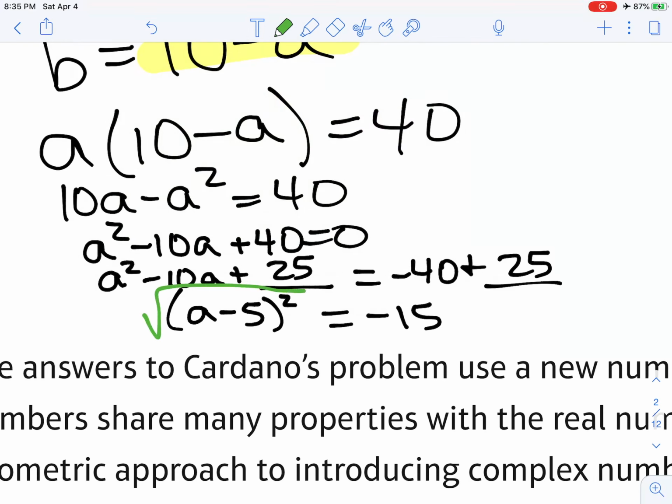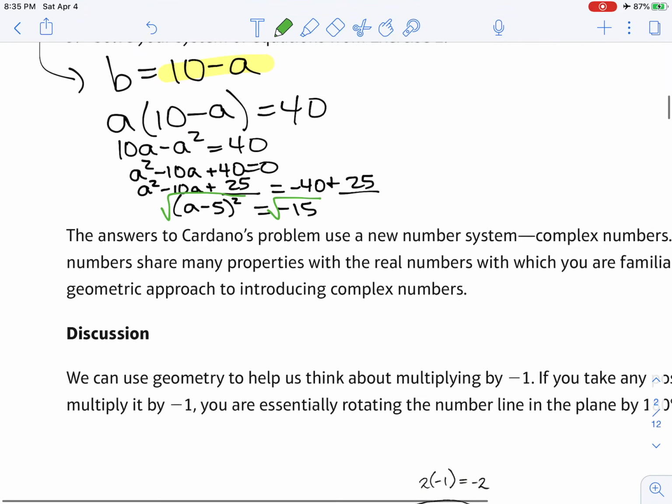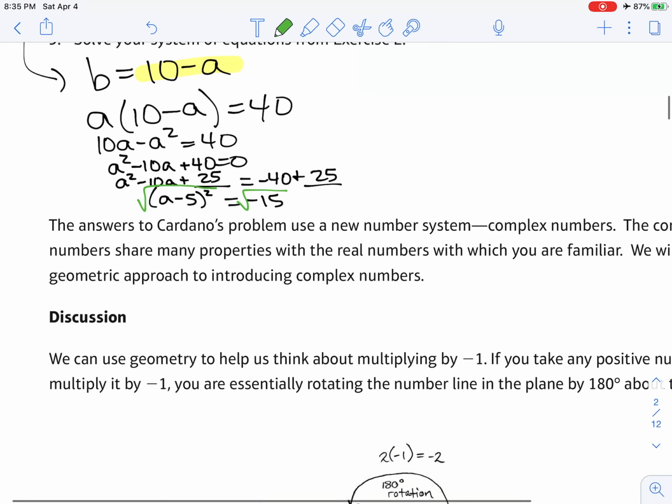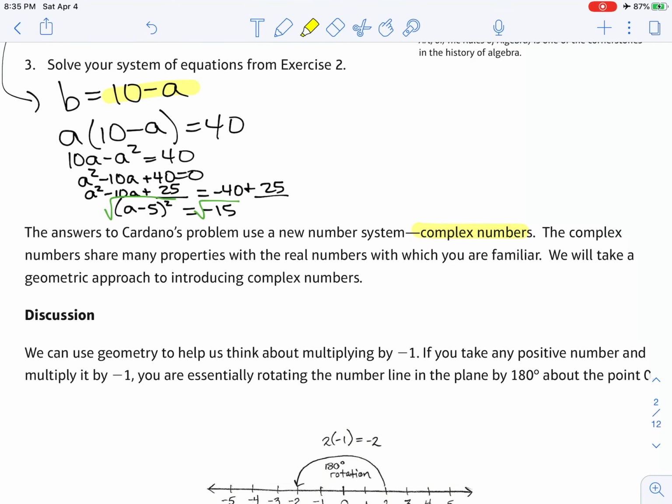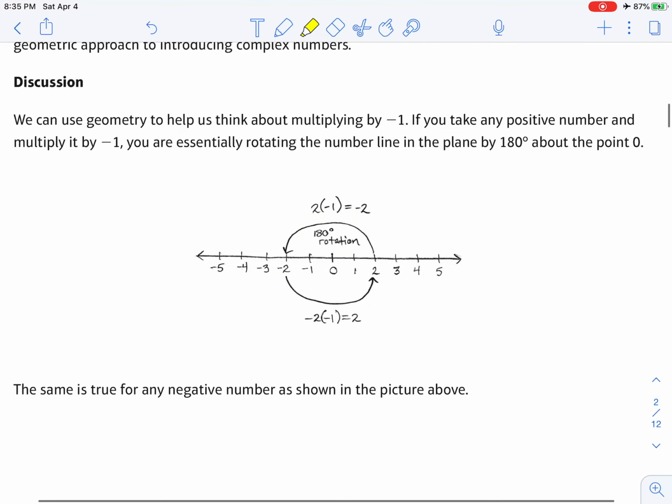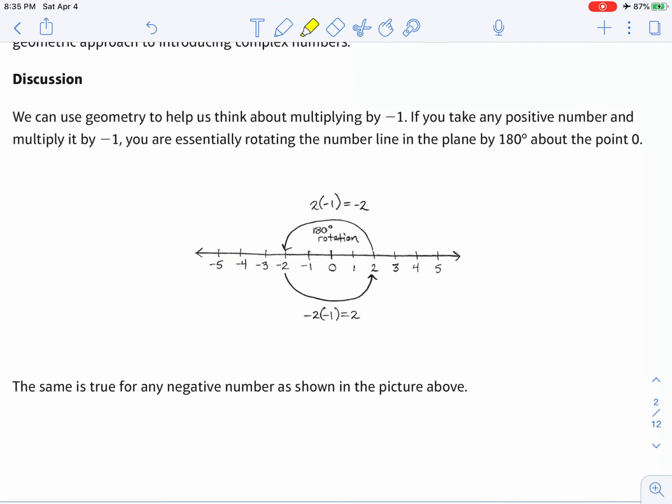Oh, but look at this. When I take the square root, aren't I going to be taking the square root of a negative number? Well, Cardano noticed this issue, and so he came up with a new system. And these are called complex numbers. The complex numbers share many properties with the real numbers, adding and subtracting, multiplying, same kind of stuff. But we're going to look at it right here.